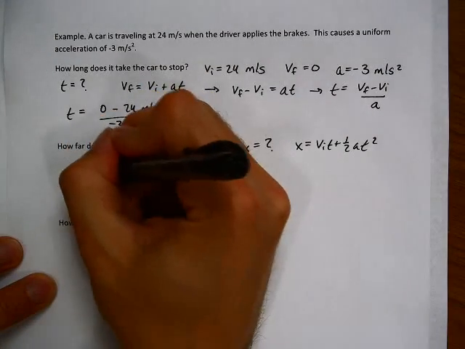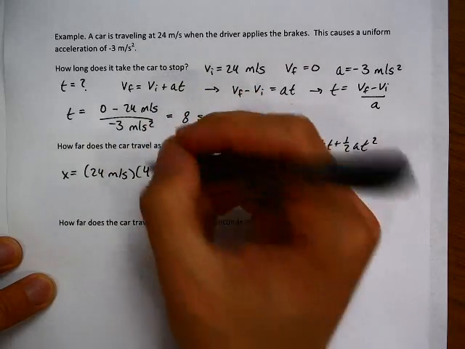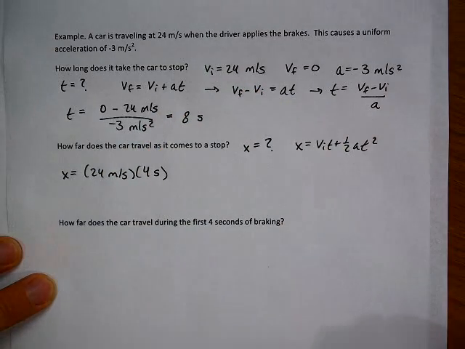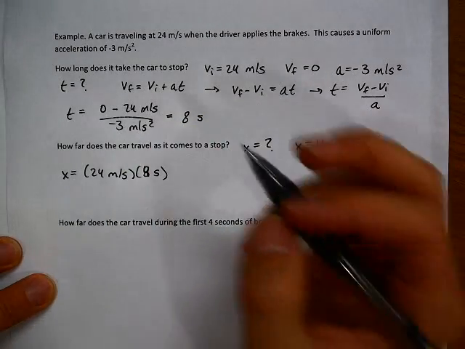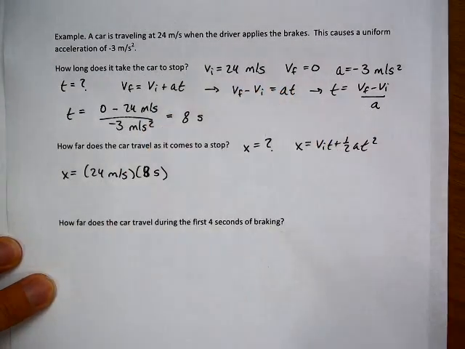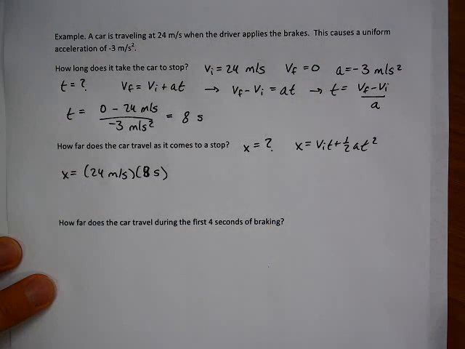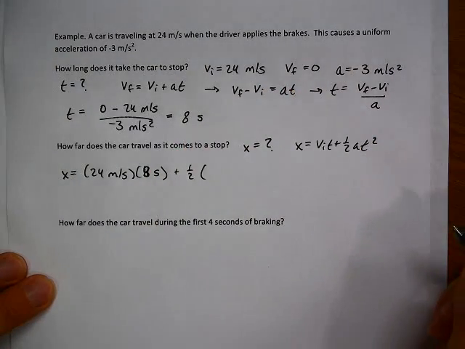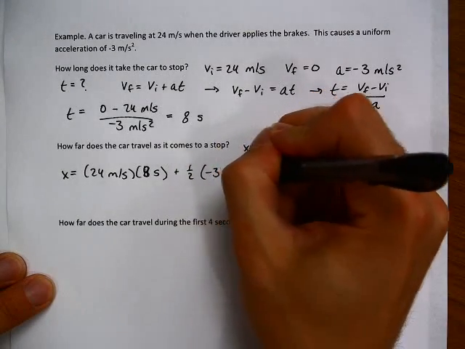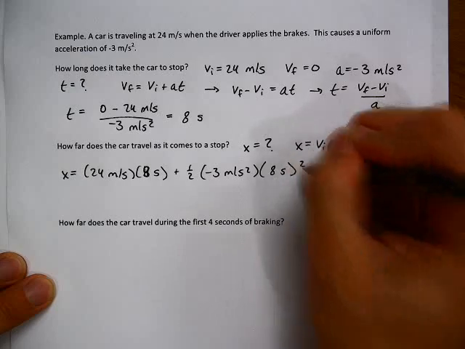X equals initial velocity times our time. Sorry, that would be 8 seconds. It took us 8 seconds to stop. That's what we figured out in the first problem. Plus 1/2. Our acceleration is -3 meters per second squared. And then we have time squared.